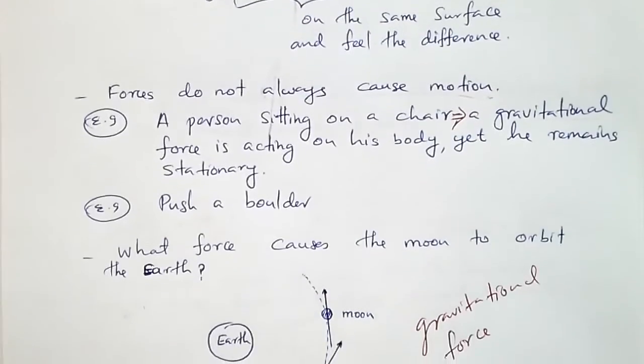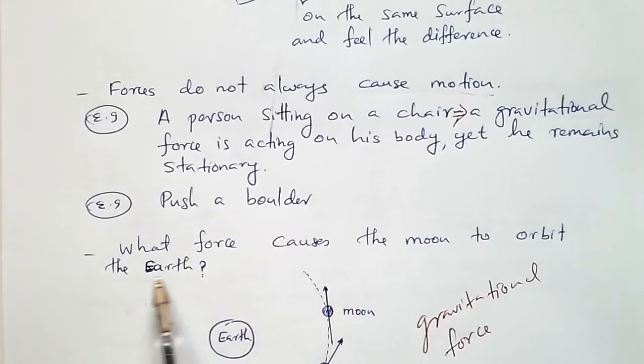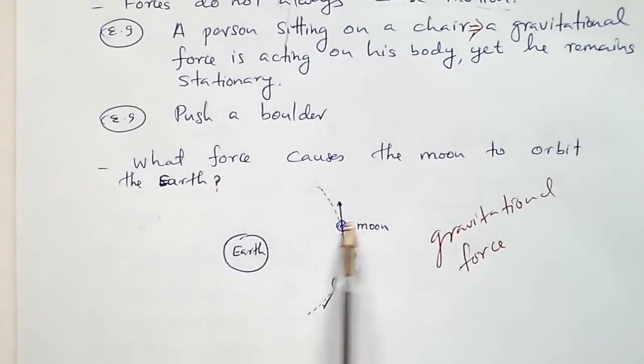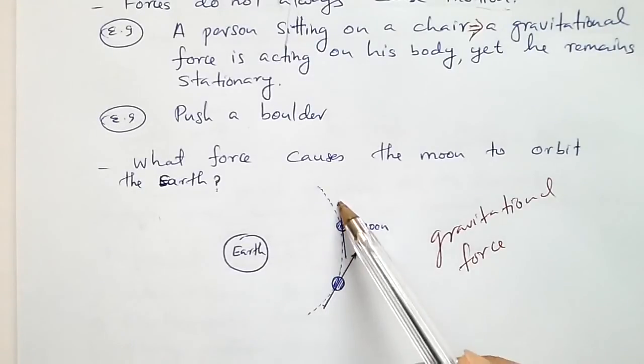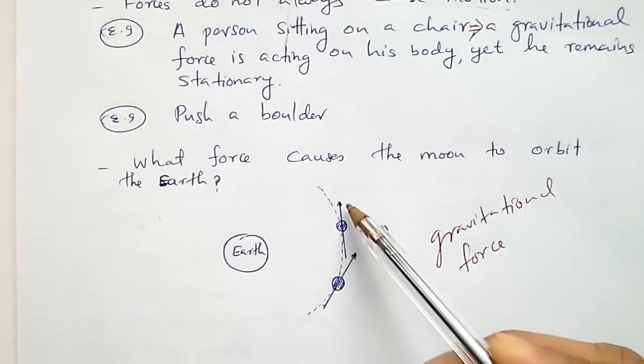Okay, so what force causes the moon to orbit the earth? Imagine now the situation. Let's consider the Earth-Moon system. The Moon is orbiting the Earth in a circular orbit. It's not precisely circular, but let's assume it's a circular orbit. This arrow indicates the velocity vector of the Moon. The length indicates its magnitude and this arrowhead indicates its direction.